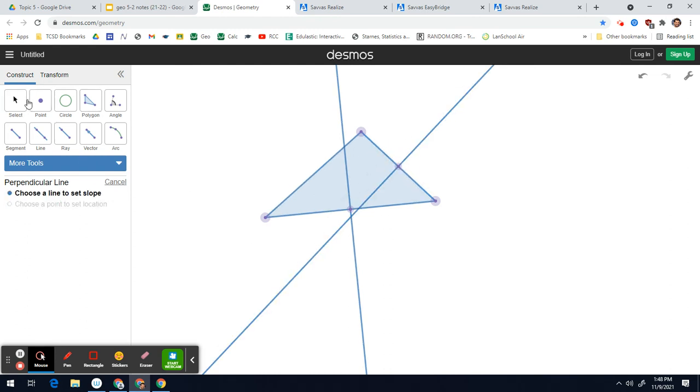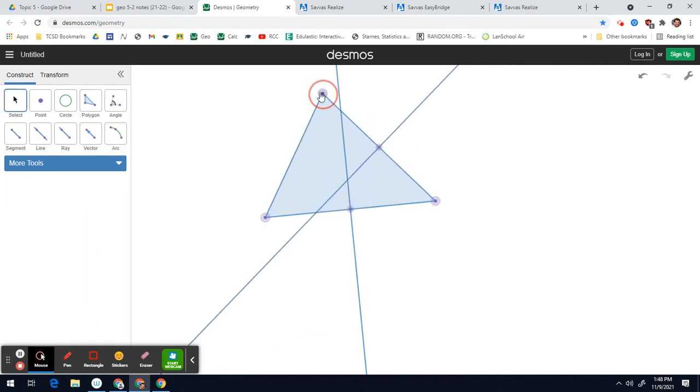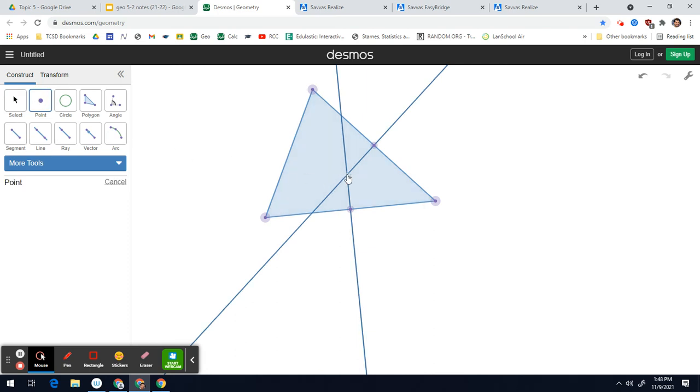And the point where they intersect right here, I'm going to change my triangle just so you can see this a little bit better. I'm going to make it more acute. The point where they intersect, that's going to be my circumcenter. So this point right here, I'm going to label as my circumcenter.